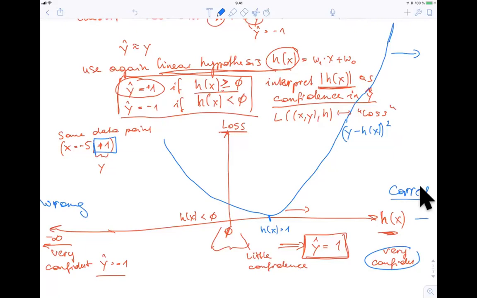No, this is not what we want. This shows you that a squared error loss is not a good choice for learning a hypothesis, in this case, learning a linear hypothesis for a binary classification problem. What would we like to have?